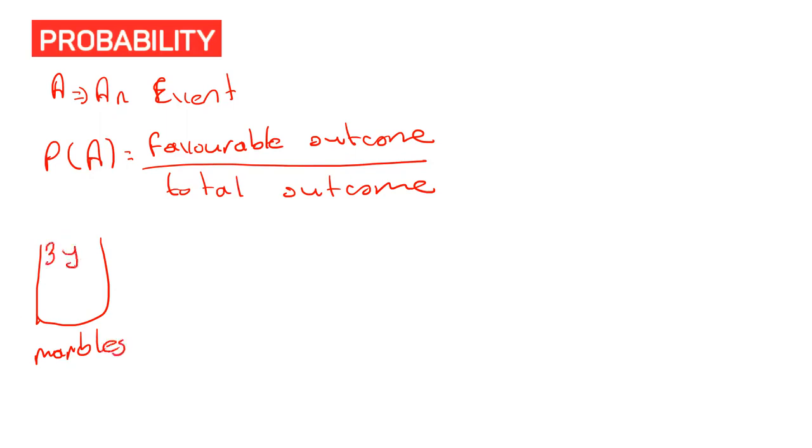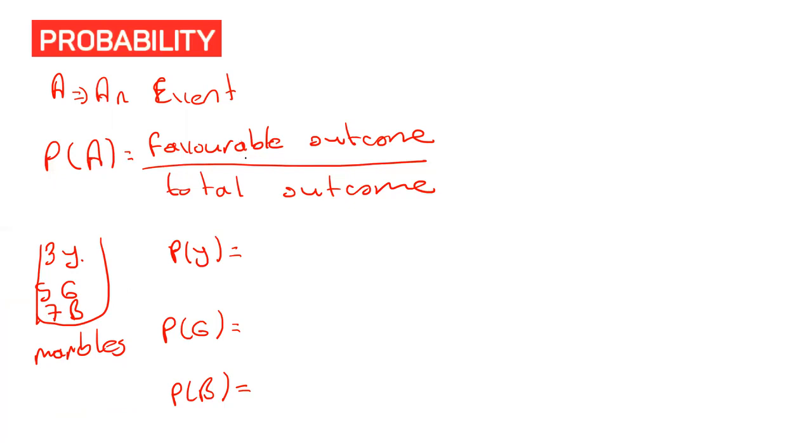3 yellow, 5 green, and let's say 7 blue. And the question is asking you, mix this box well and take one marble randomly. What is the probability of being yellow, being green, and being blue? So now, what was my formula? The formula was favorable outcome over total outcome.